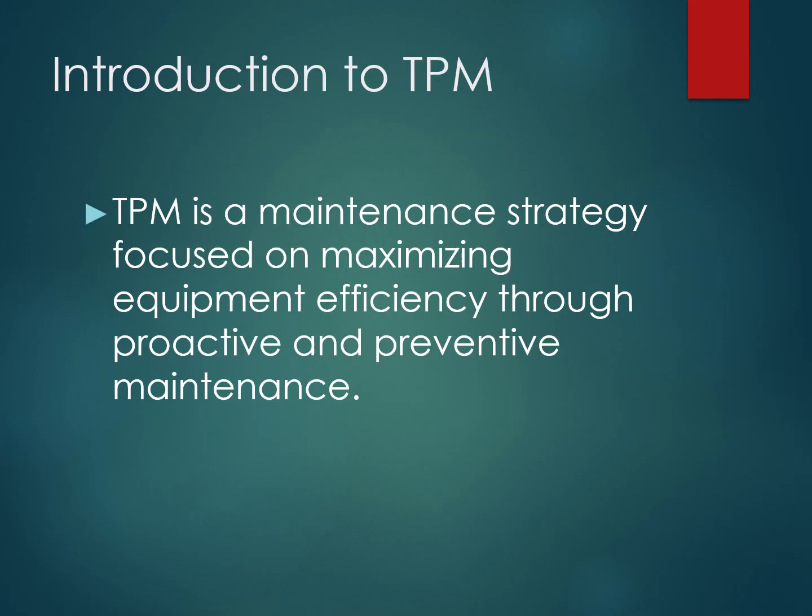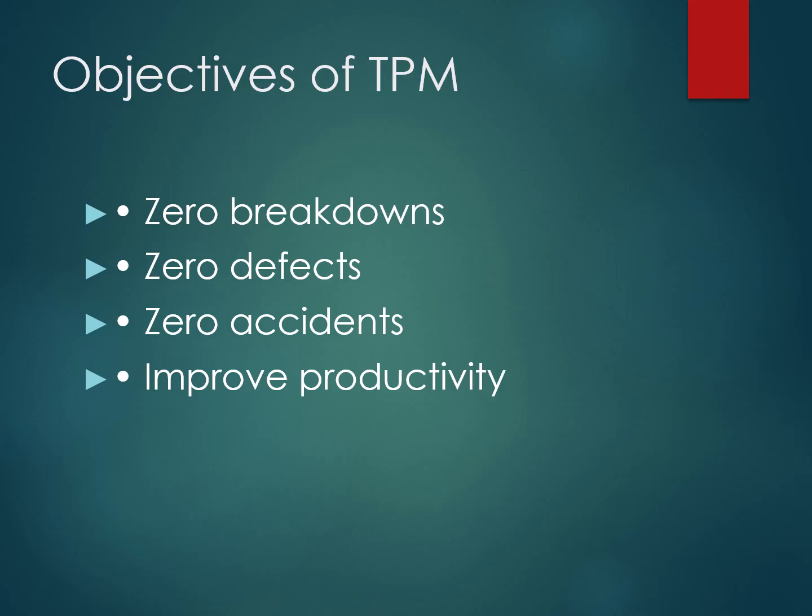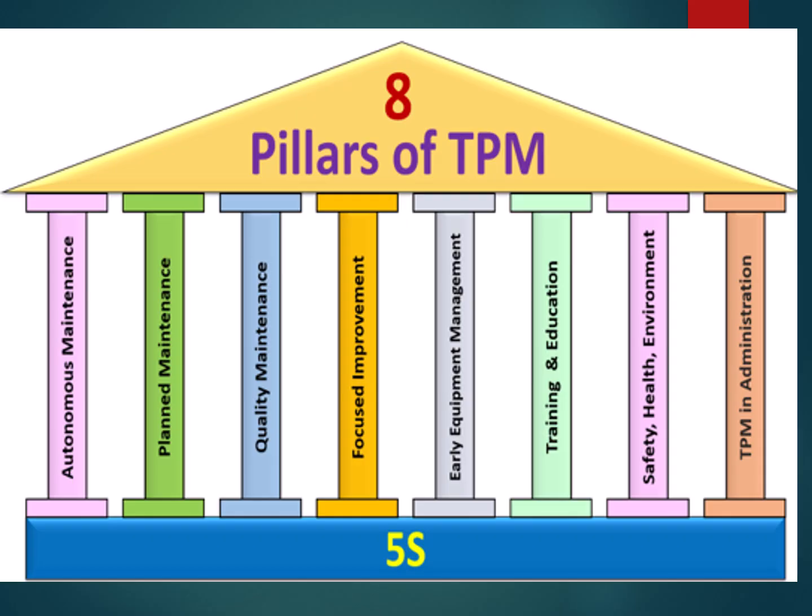What is TPM? TPM is a maintenance strategy focused on maximizing equipment efficiency through proactive and preventive maintenance. It is about equipment efficiency, and the objectives are zero breakdowns, zero defects, zero accidents, and to improve productivity. What are the 8 pillars of TPM?